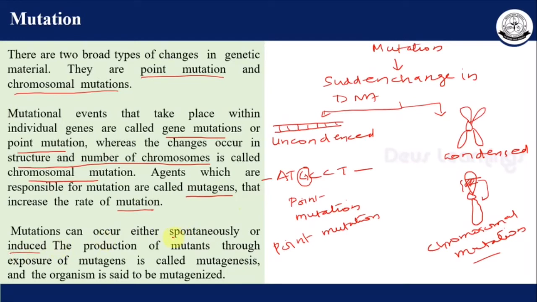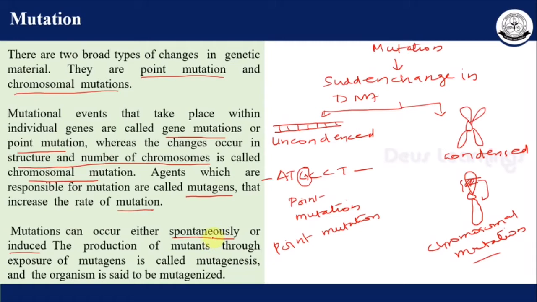Spontaneously happens by itself, and because of spontaneous mutation only, evolution happened. Like we say man evolved from monkeys, so there was some spontaneous mutation because of which certain monkeys became intelligent, large, changed body shape, and brain size changed, right? So these things happen because of some spontaneous mutation.